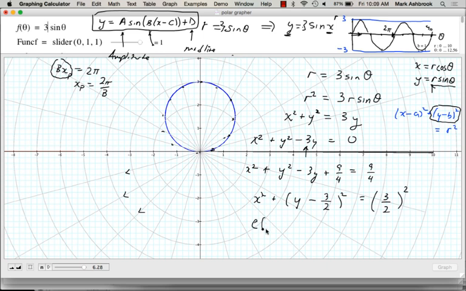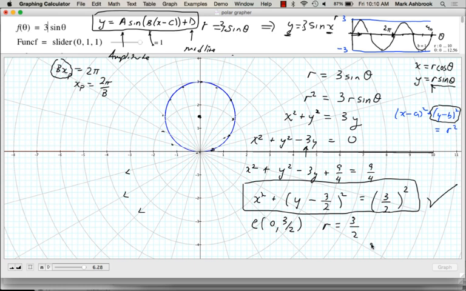Center is 0, positive 3 halves. Radius is 3 halves. Is it that circle? Center 0, 3 halves is 1 1/2. Radius, 3 halves. It's the circle we thought it was. Center at 0, 3 halves. Radius, 3 halves.